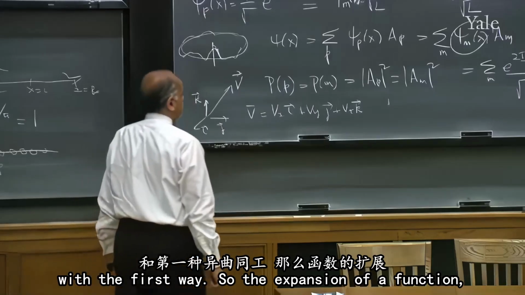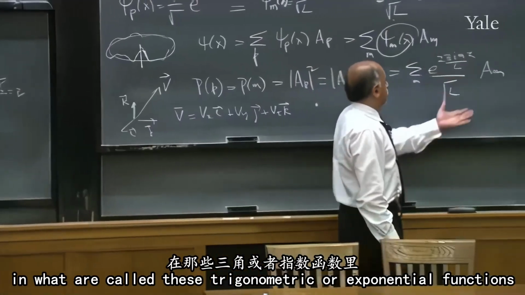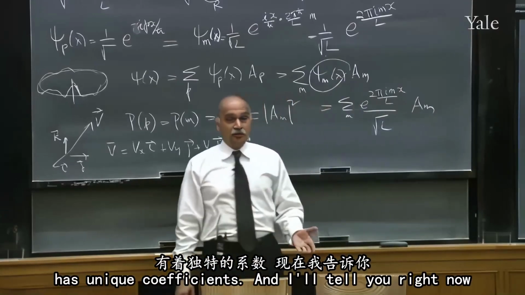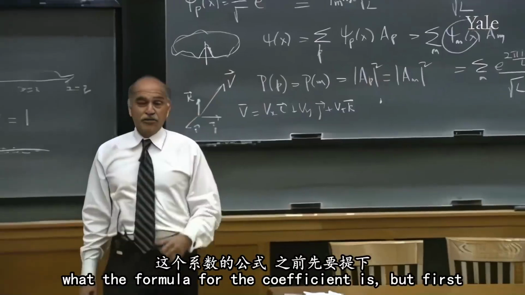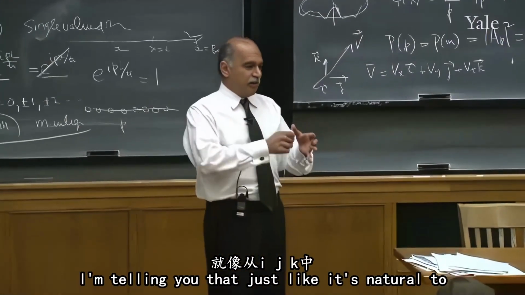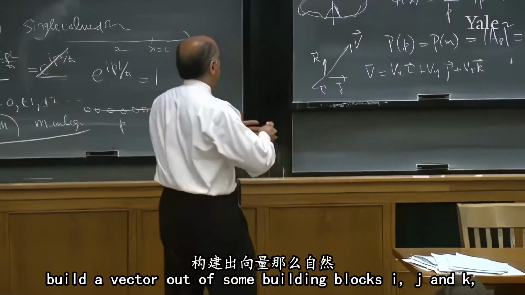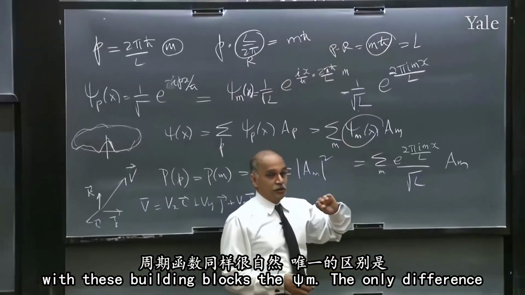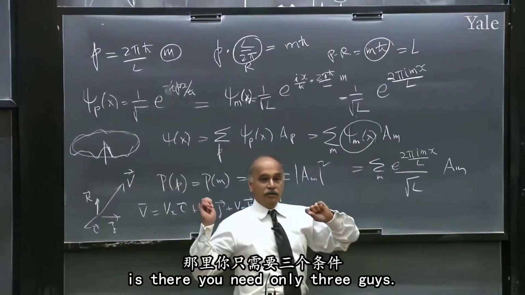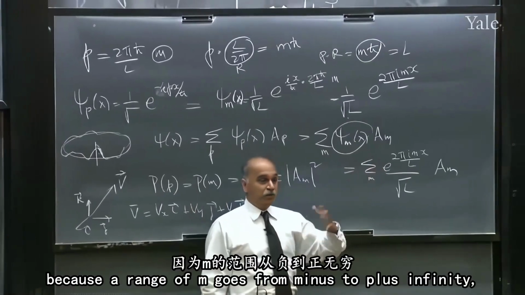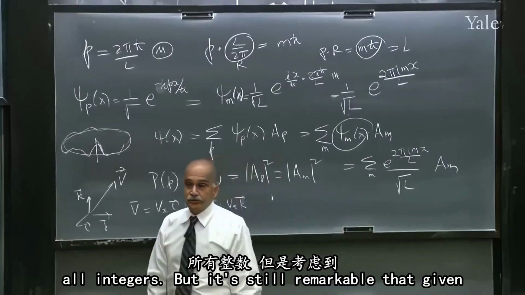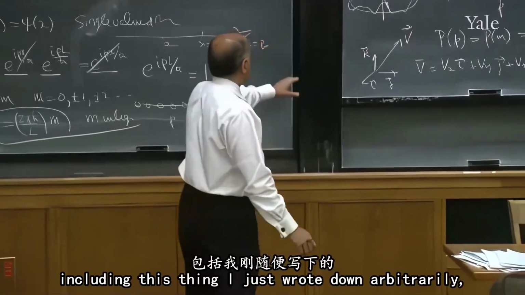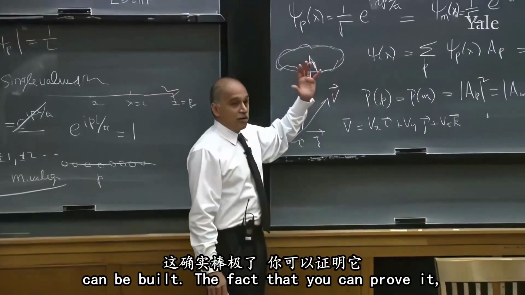So the expansion of a function in what are called trigonometric or exponential functions, and this is called the Fourier series of the function, has unique coefficients. And I'll tell you right now what the formula for the coefficient is. But first I'm telling you that just like it's natural to build a vector out of some building blocks, i, j, and k, it's natural to build up periodic functions with these building blocks, psi sub m. The only difference is there you need only 3 guys. Here you need an infinite number of them because the range of m goes from minus to plus infinity, all integers. But it's still remarkable that given all of them, you can build any function you like, including this thing I just wrote down arbitrarily.